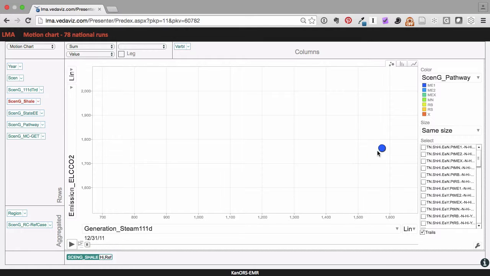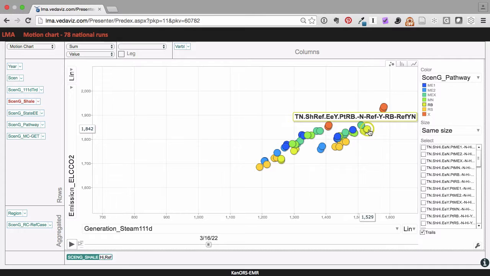So in 2012, the scenarios are all in the same place. We can play them forward in time, and we'll see them start to separate. And then we'll see them start to stratify by gas price scenario. So these are our reference gas resource and price scenario, and these are our high resource or low gas price scenario. The orange ones are the no clean power plant scenarios, and so we'll see those stay in the upper right-hand corner with more steam generation and more CO2 emissions.